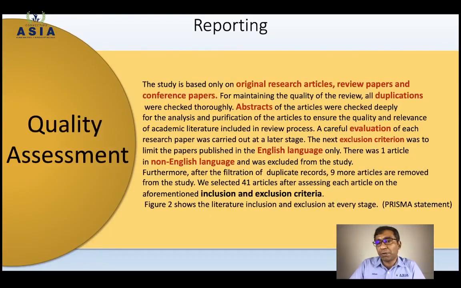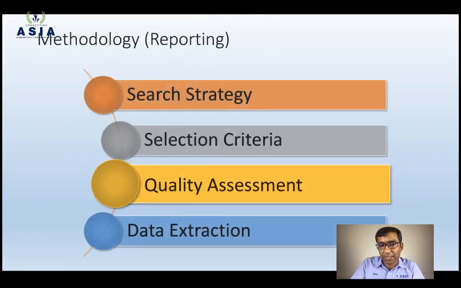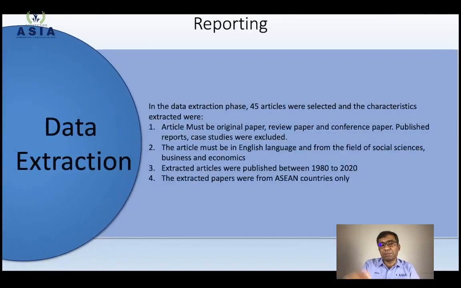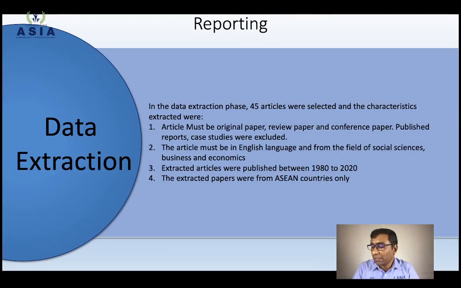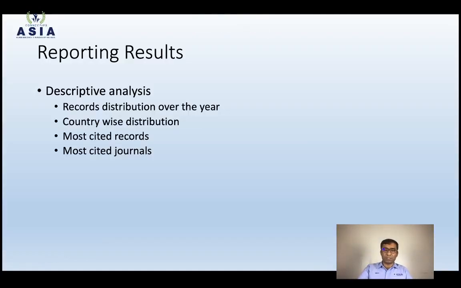Here you need to mention the duplicates: the Excel sheet you exported, and from that Excel sheet you exclude the duplicates, you exclude the non-English language, you exclude the out of scope, and then you give the final figure. This is the final number we have after the quality assessment. And finally, for data extraction, you just briefly explain in 3 or 4 steps what your data extraction is and how many total articles were extracted. So this is how we report the methodology in the systematic literature review process. I hope it is clear to everybody.